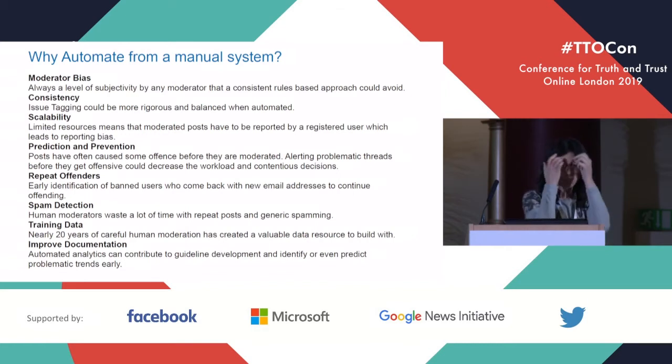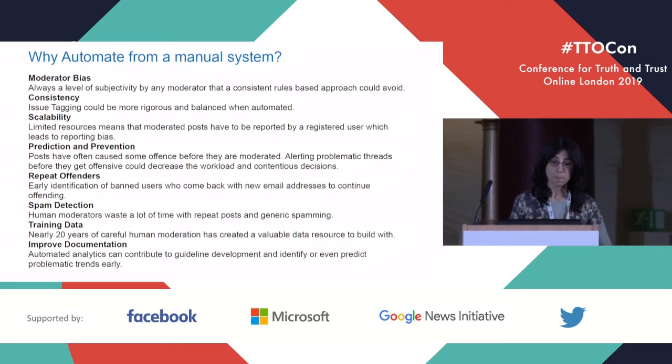Scalability, which is really key. We talked about us having a post-moderated system in which registered users have to report a post before there is a problem. Obviously, that's because 17 humans can only do so much. With some form of automation, we can look at moving to more of a pre-moderated system.